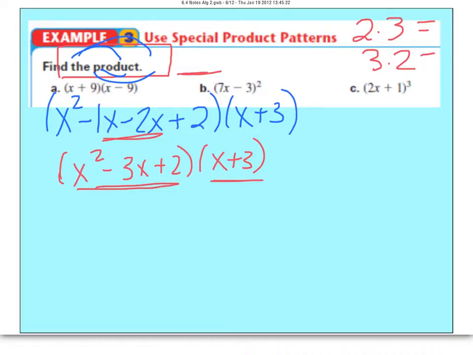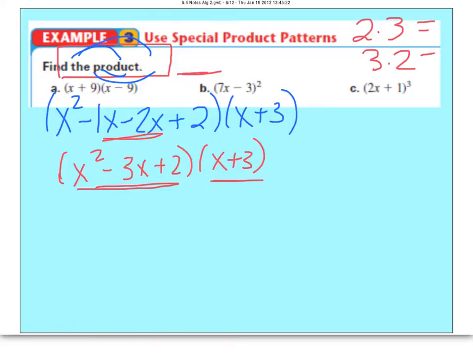7x times negative 3, negative 21x. Negative 3 times positive 7x, negative 21x. Negative 3 times negative 3, plus 9. Simplifying this, we have 49x squared minus 42x plus 9.